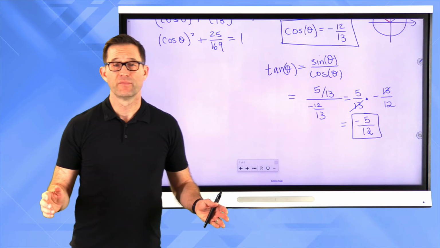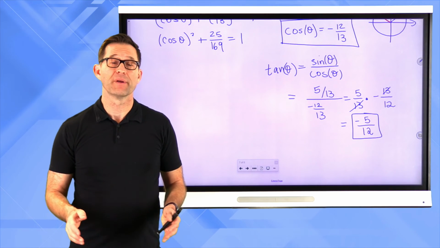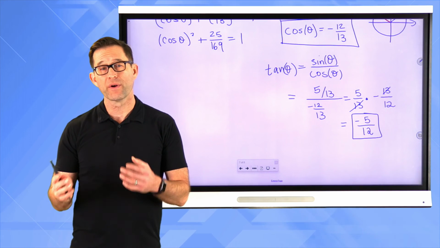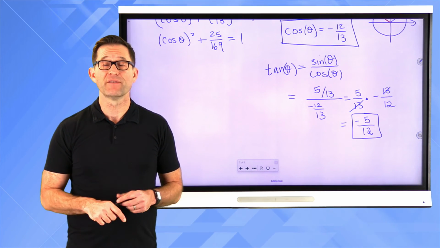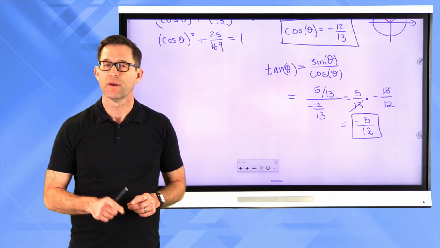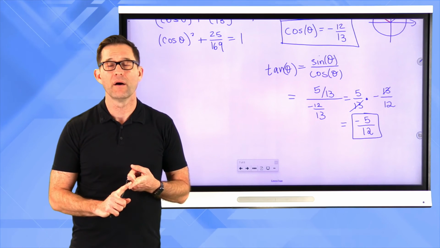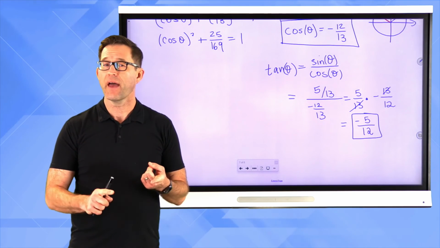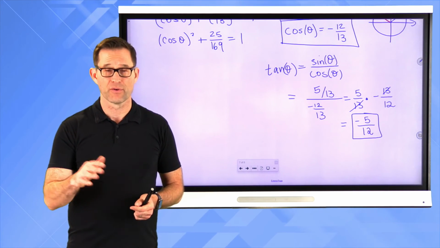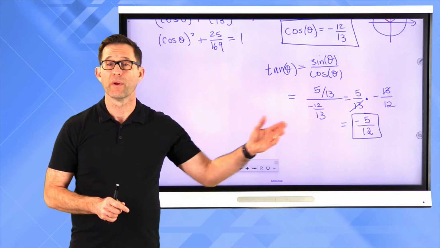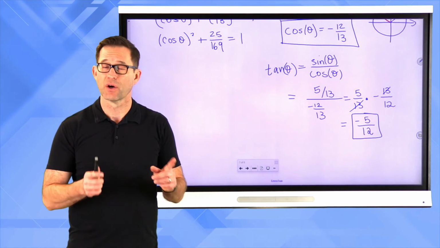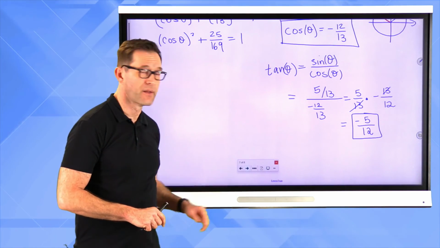And that's it. So we had to know the quadrant, because if we didn't know the quadrant, then cosine theta could have either been positive 12/13 or negative 12/13. And on top of it, tangent could have also had two different values based on the fact that cosine had two different values. But as soon as we know the value of one of either sine or cosine, and we know what quadrant we're in, we can then produce the value of the other one, and then using those two, we can find the value of tangent. That is definitely something that you're expected to be able to do at this level. So make sure to really pay attention to those problems on the homework.